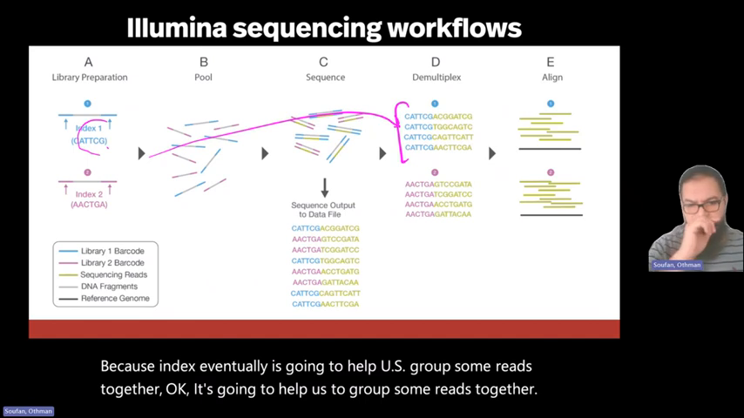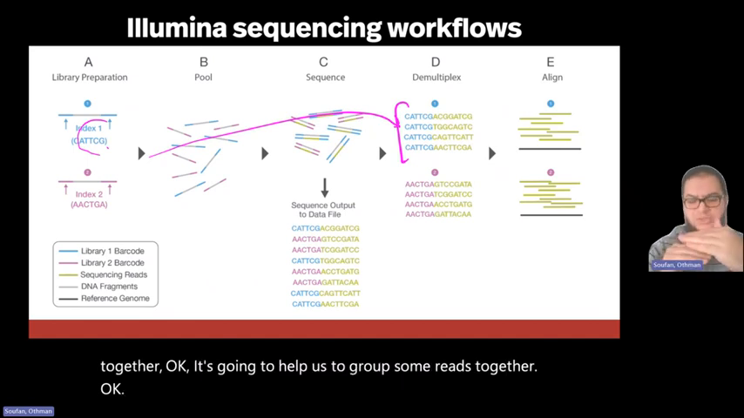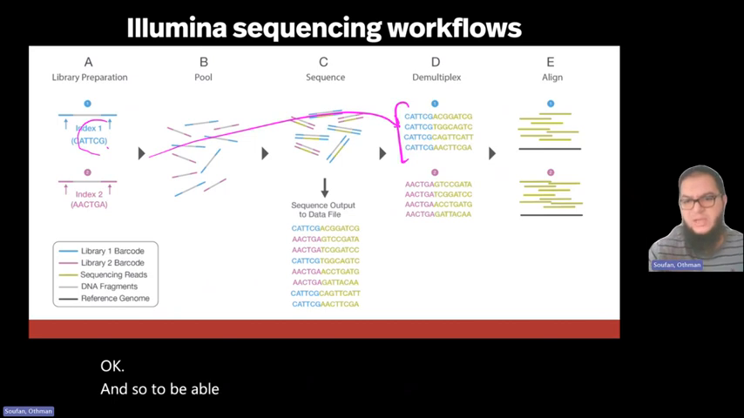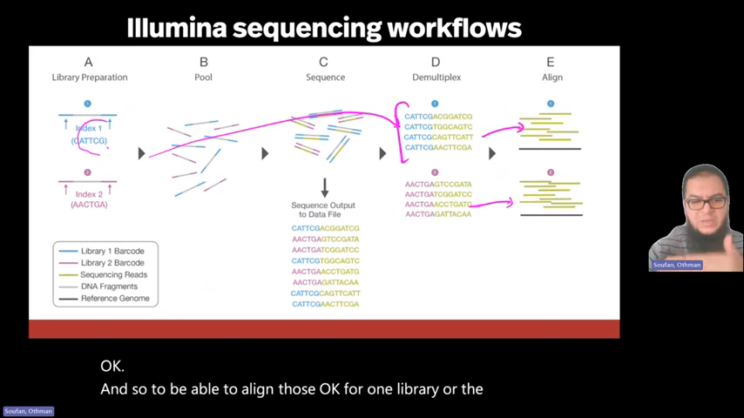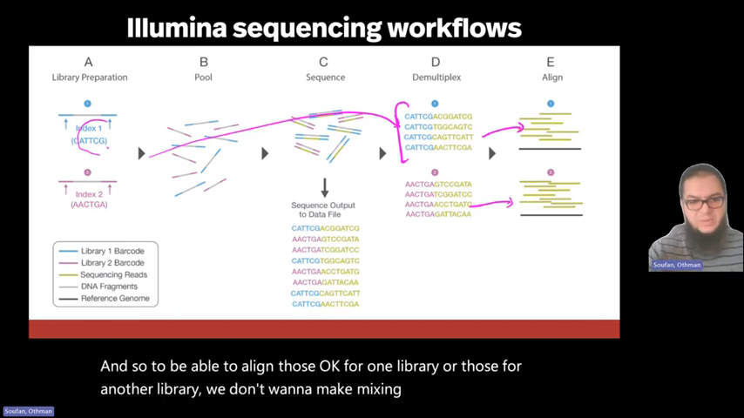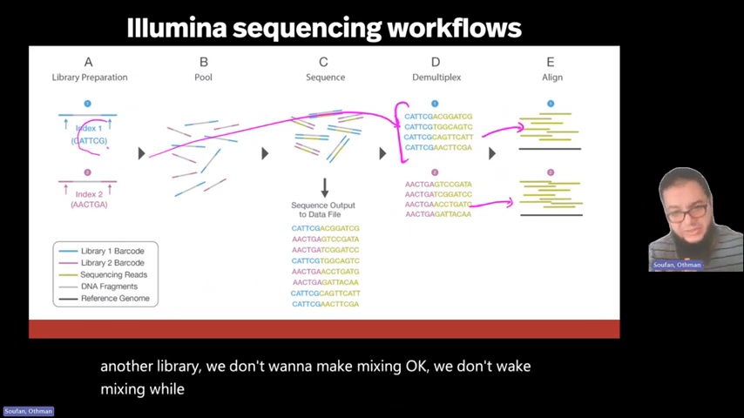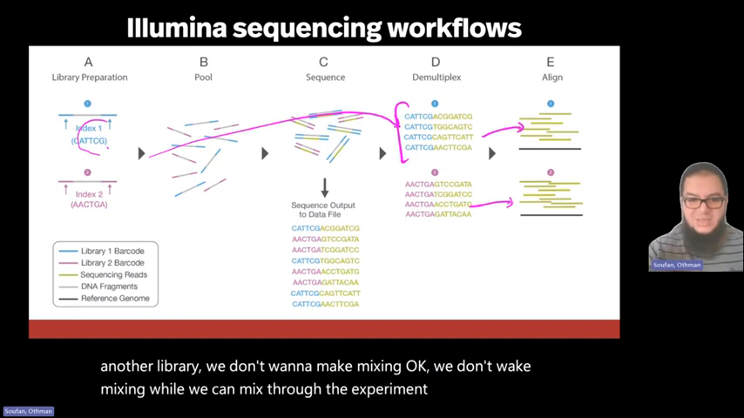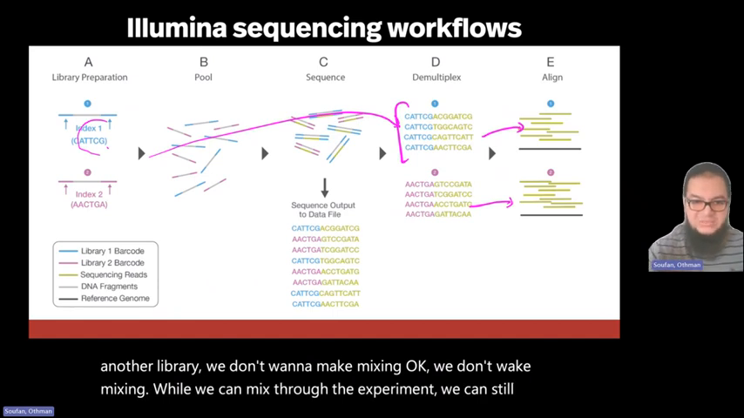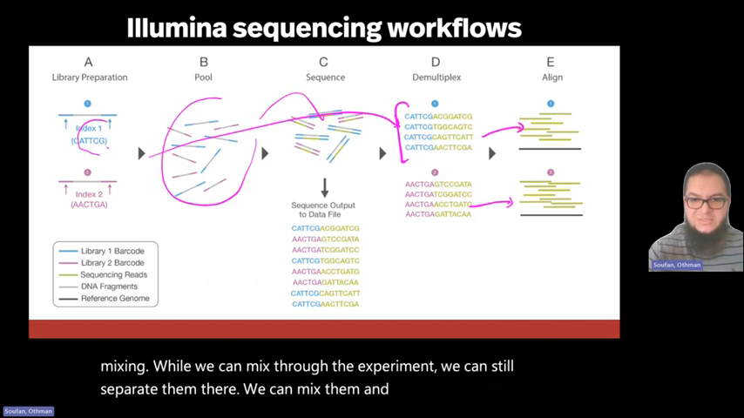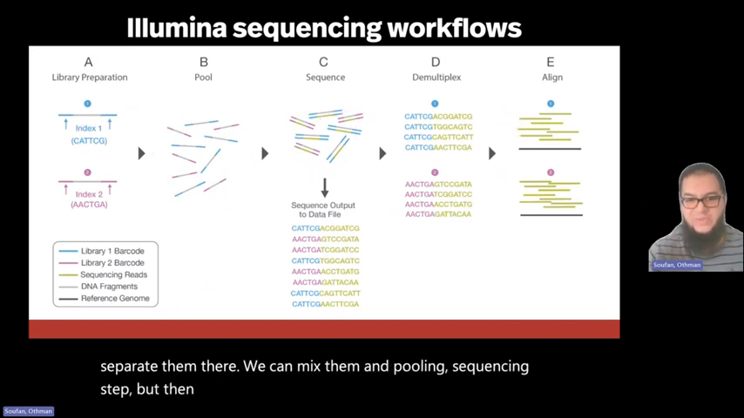Okay, and so to be able to align those for one library or those for another library, we don't want to make mixing. While we can mix through the experiment, we can still separate them. We can mix them in the pooling and sequencing step, but then we can separate them, which is nice.